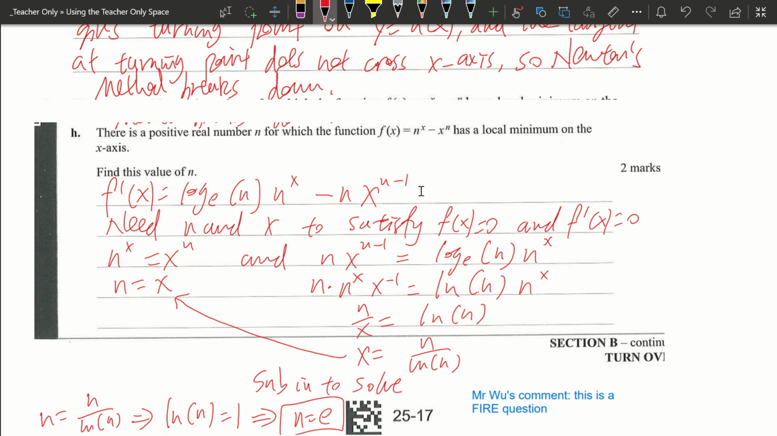Local minimum on the x-axis. The graph has to behave like this. There's one behavior like this. Okay, there is a local minimum on the x-axis.